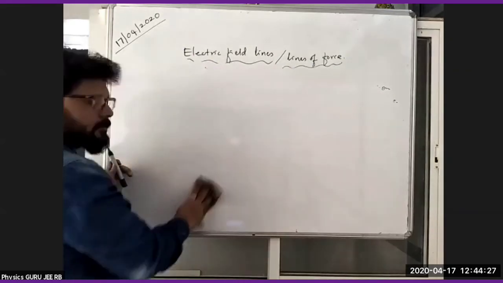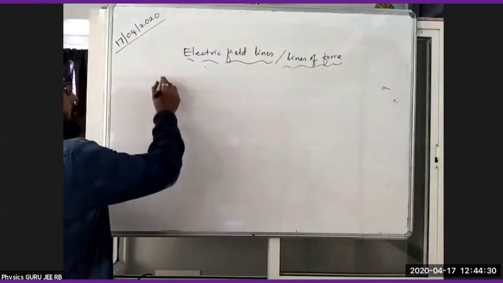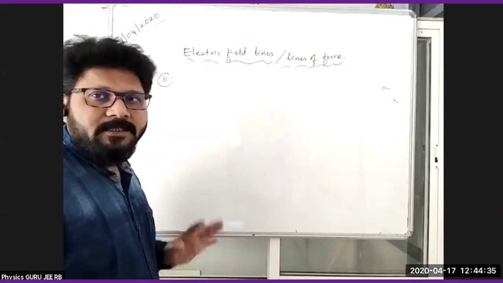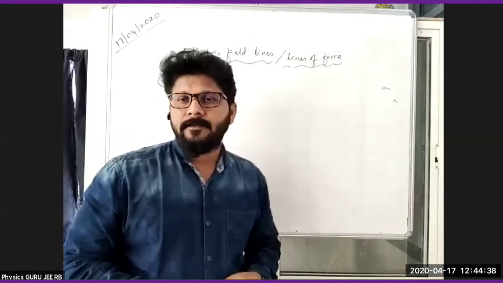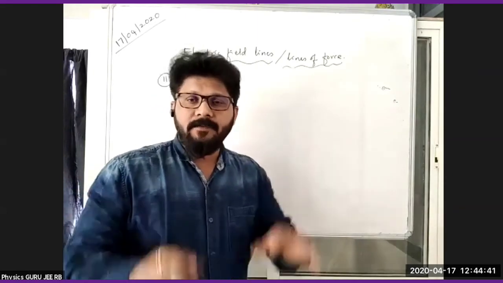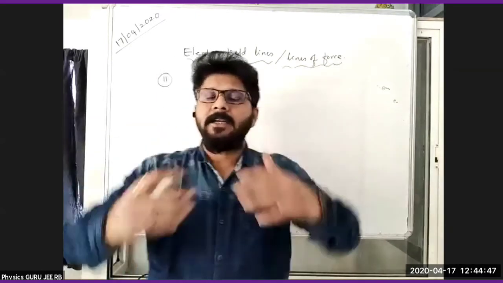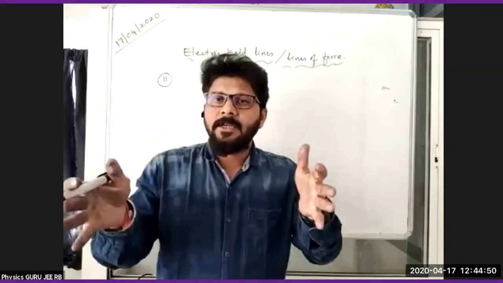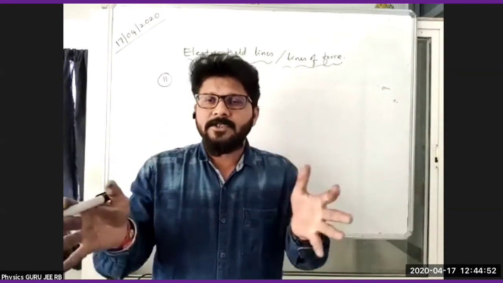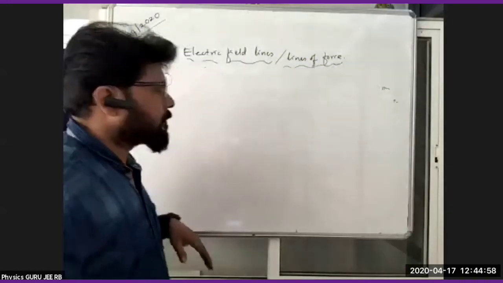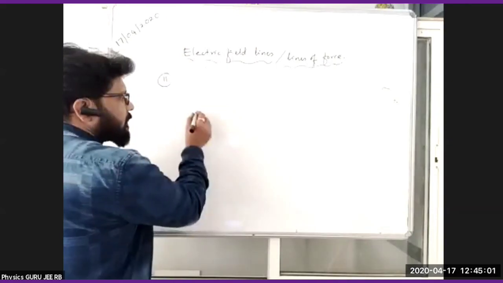Let me go with the 11th property. What is the 11th property? If I take two similar charges, their electric lines will not intersect each other. If I take two different charges, one positive and one negative, then the electric lines will intersect. Two positive charges or two negative charges, electric lines will not intersect. This is the 11th property. First, I'll take one positive charge and one negative charge.